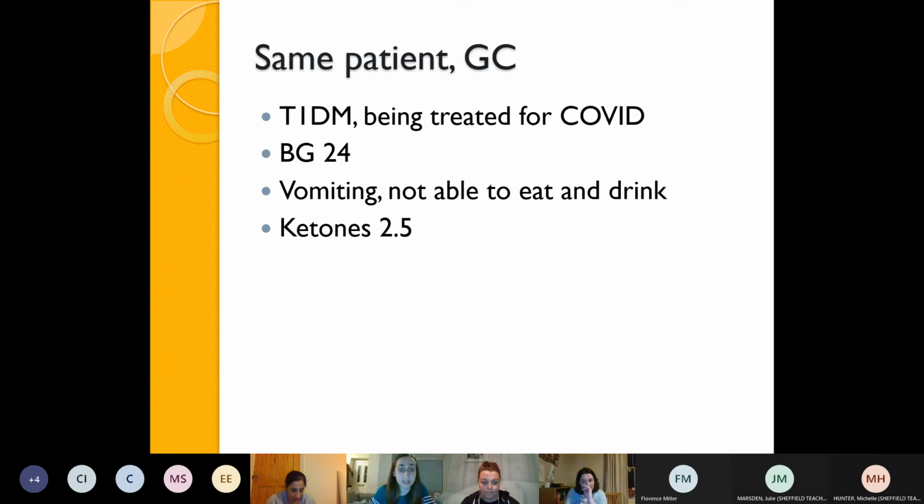All right. So this time, same guy, he's definitely trained, he knows what he's doing, but this time he just feels awful. His blood glucose is really high, his ketones are climbing, and he's vomiting and not able to eat and drink. So would this guy be appropriate to just keep giving subcut insulin to?